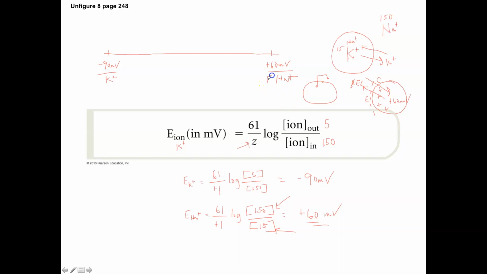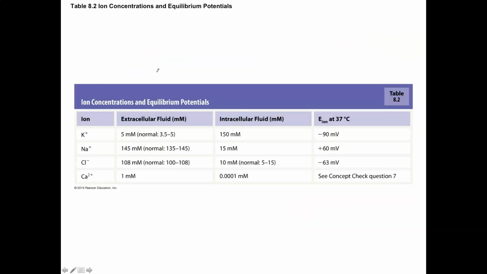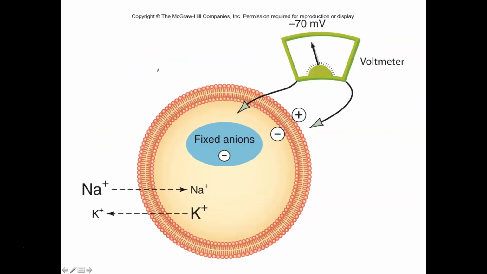So we have equilibrium for sodium, we have equilibrium for potassium, and resting membrane potentials fall in between. Because again, these are the major players for establishing resting membrane potential. It's not to exclude calcium and chlorine and other ions, but these are the major players when you're talking about establishing resting membrane potential. So to summarize, where does this resting membrane potential come from?